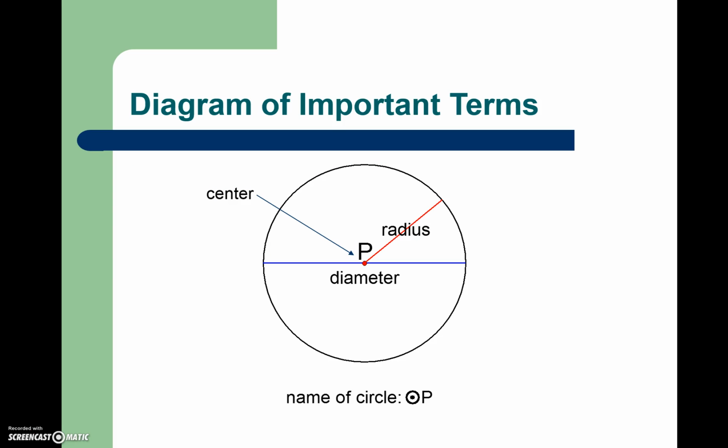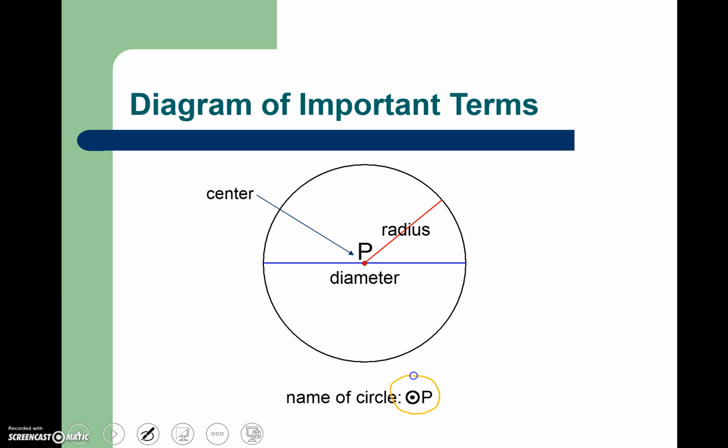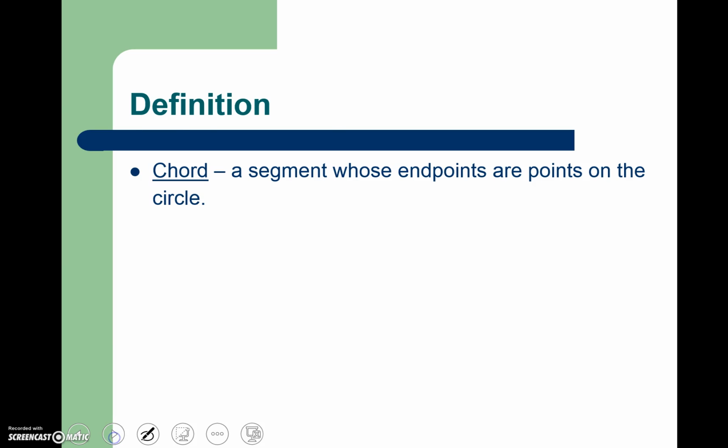So let's take a look at a picture with this. The center here is P, and we name the circle by using the letter of the center. At the bottom in the middle, we have this symbol for circles. Just like with triangles we use a triangle symbol, and for parallelograms we can use a parallelogram symbol. Here we use that circle with a dot in the middle to name our actual circle. The diameter is this whole line that goes across, and the radius is exactly half that amount.